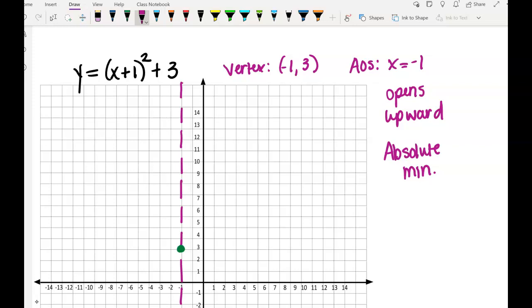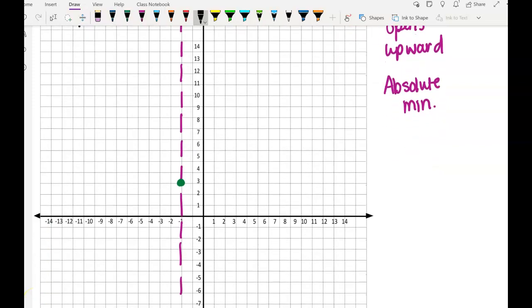So now you need to create a table of values to graph some other points. So now if I'm creating a table of values, I know I have a point at -1, 3. I'm going to put that in the middle of my table of values because I also know that my parabola is symmetrical. I have 2 points on the left of that I can do and 2 points on the right to help me get that shape.